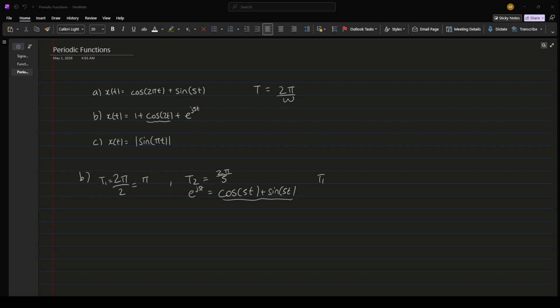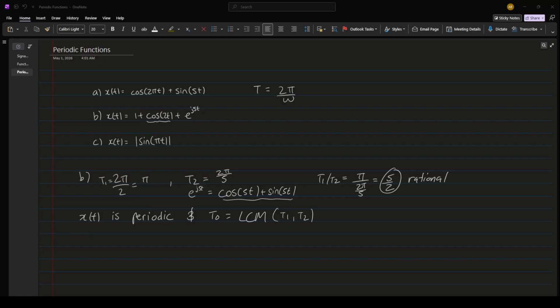T1 divided by T2 is equal to pi divided by 2 pi over 5. So this is going to be equal to 5 over 2. Because this is a rational number, then the function x of t is periodic, and the fundamental period T0, we have to find it. So it's going to be equal to the LCM, least common multiple, of T1 and T2.